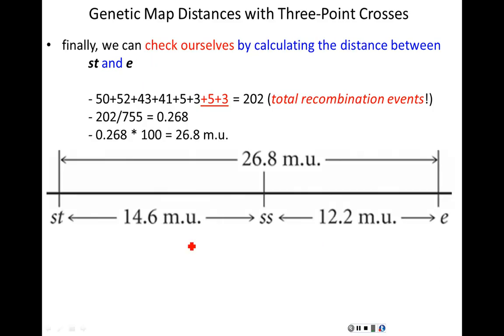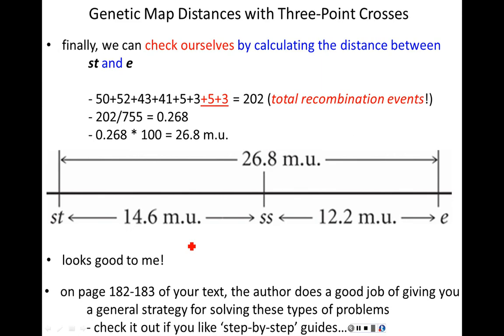And we can take all of those numbers together and put together our physical map, just as we did in the last lecture, and come up with 14.6 centimorgans between ST and SS, 12.2 centimorgans between SS and E, and a total of 26.8 centimorgans between the two N genes, ST and E. Looks good to me. Perfect problem.